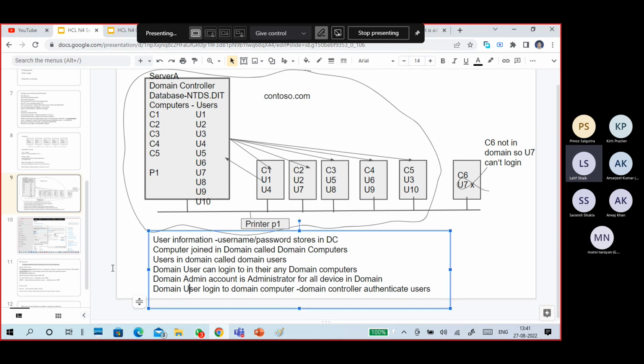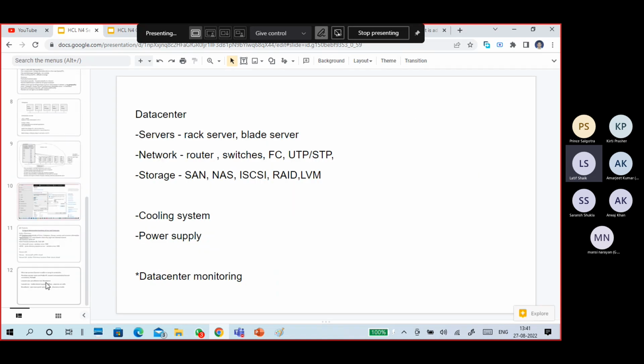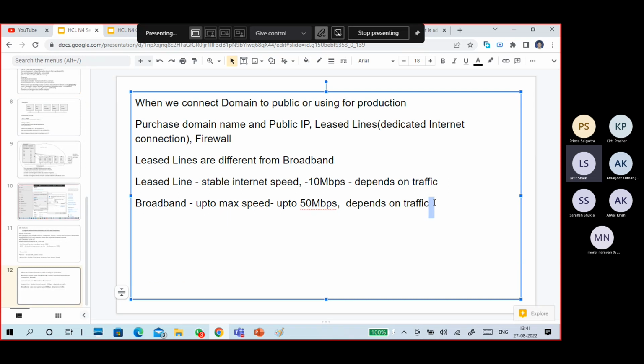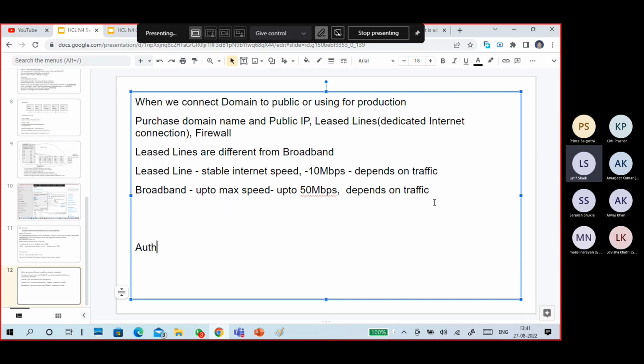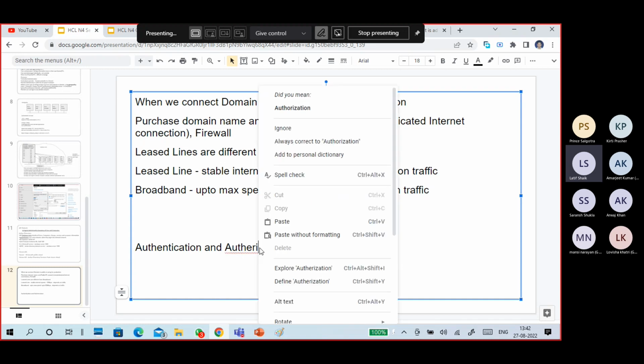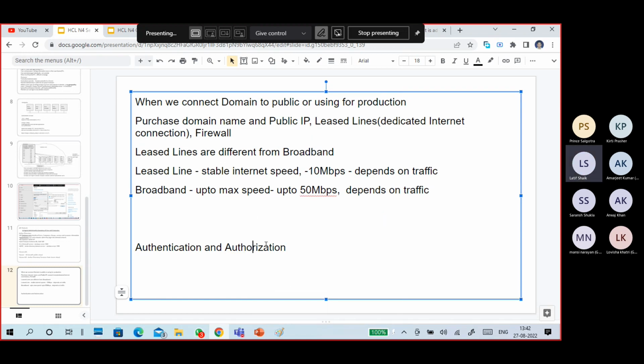Guys, there is a small part also there, right? I am putting it a little down. What is the difference between authentication and authorization? Both start with auth, but one is authentication and another one is authorization. It's a small spelling mistake. Okay, what is the difference between authentication and authorization, guys?